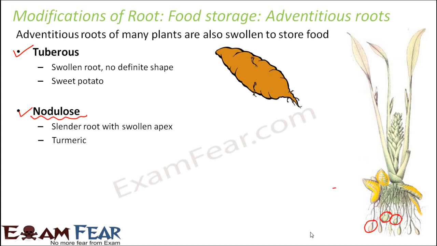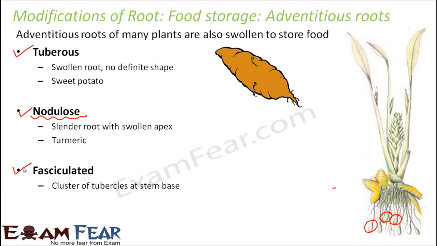Right? So that is why it is called. So this swollen apex gives the appearance of nodules, and that is why these are known as nodulose. So turmeric is a very good example of nodulose. Fasciculated. This is the third type of modification of adventitious roots.